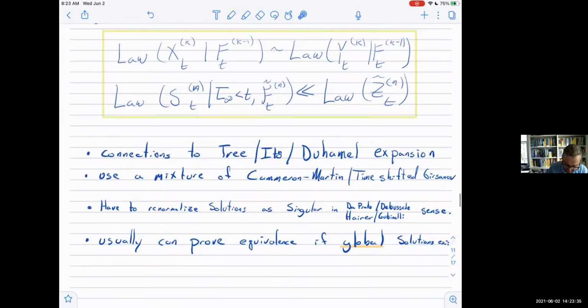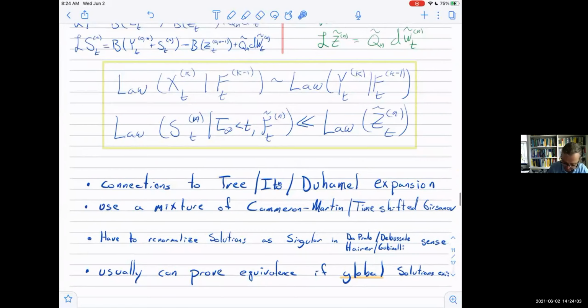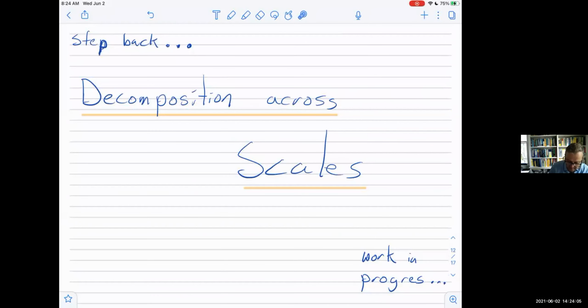All right. We use a mixture of Cameron-Martin and this time-shifted Girsanov. We do have to renormalize solutions up in the higher parts of this decomposition, in the sense of Hairer, Gubinelli, and Da Prato-Debussche. And we can usually prove equivalence if we're in a setting where we had global solutions. I'm not going to try to state a general theorem there, but that's the rule of thumb that we see.